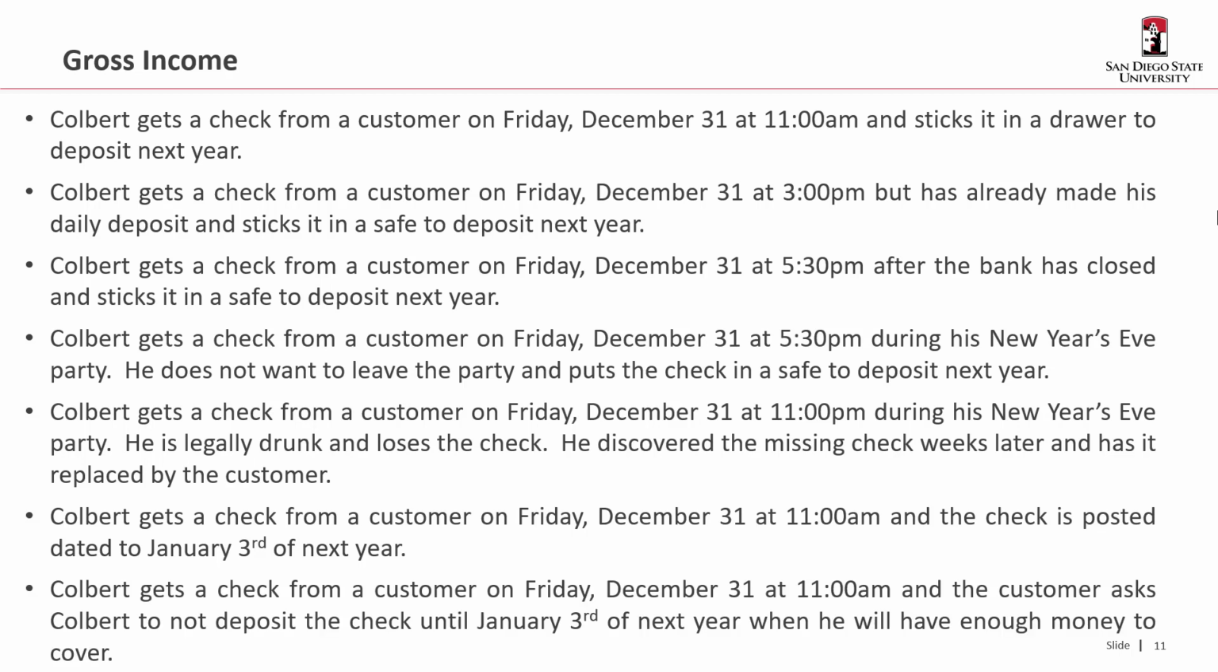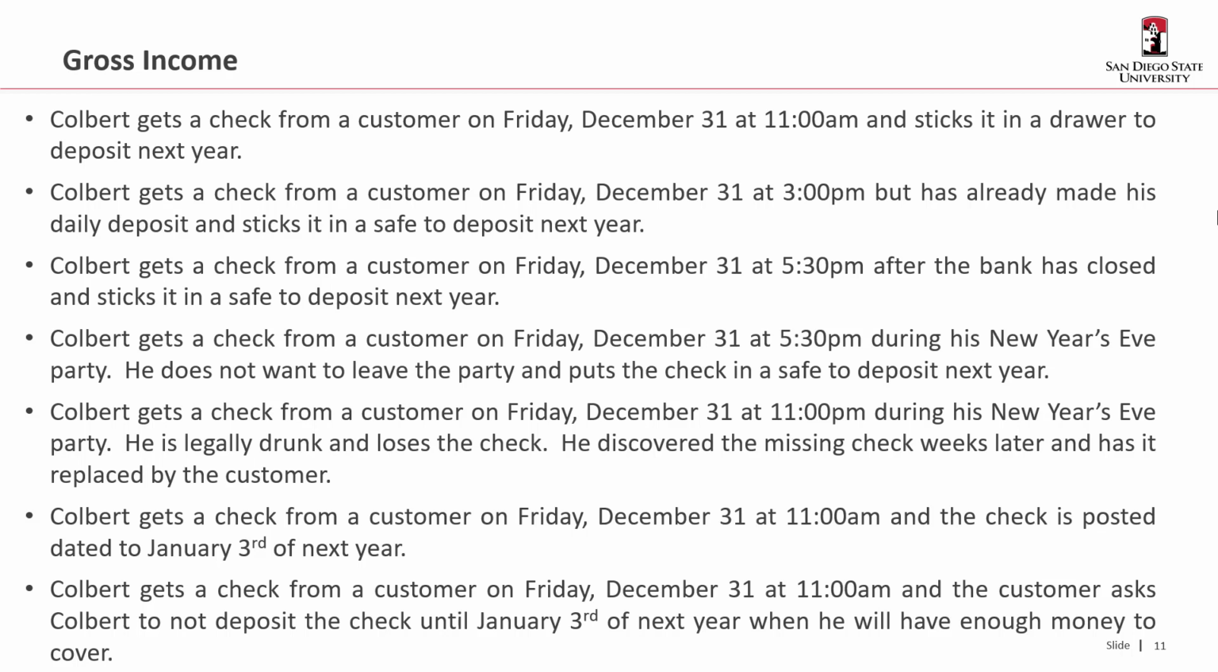Lastly, Colbert gets a check from a customer Friday, December 31st, 11 a.m. Customer says, hey, don't deposit the check until January 3rd because otherwise I don't have enough money to cover it. Now we have a substantial limitation, right? So if I give you a piece of paper that says I promise to give you $10 million, but I don't have $10 million, then that's not worth the paper it's written on.